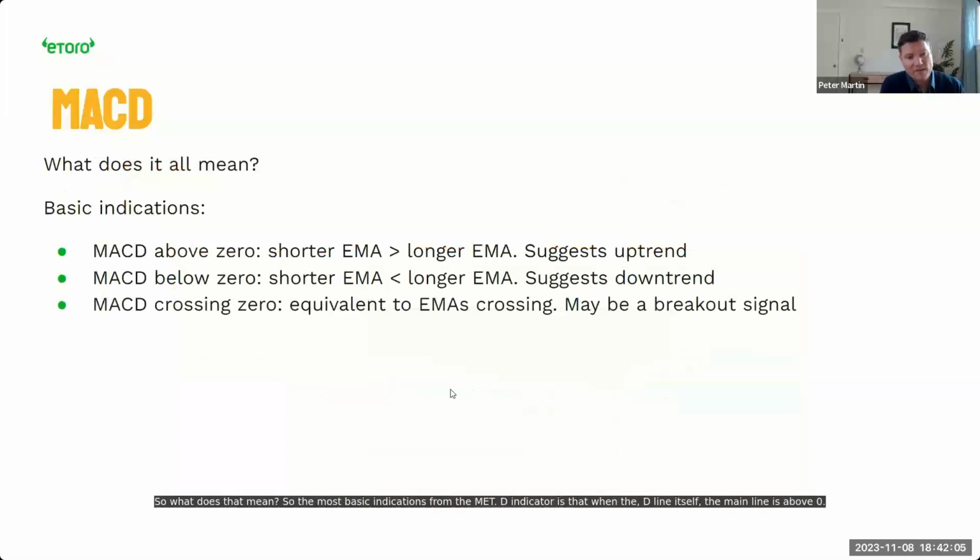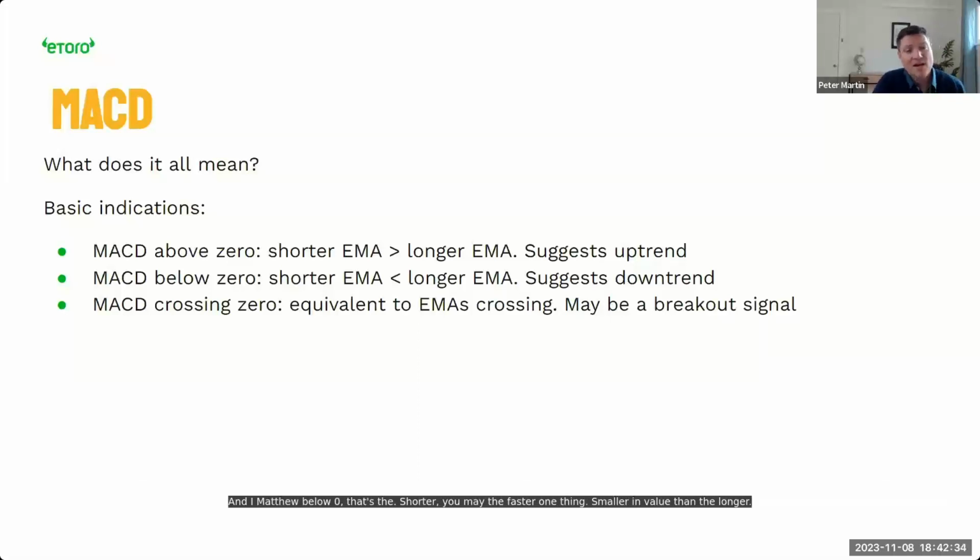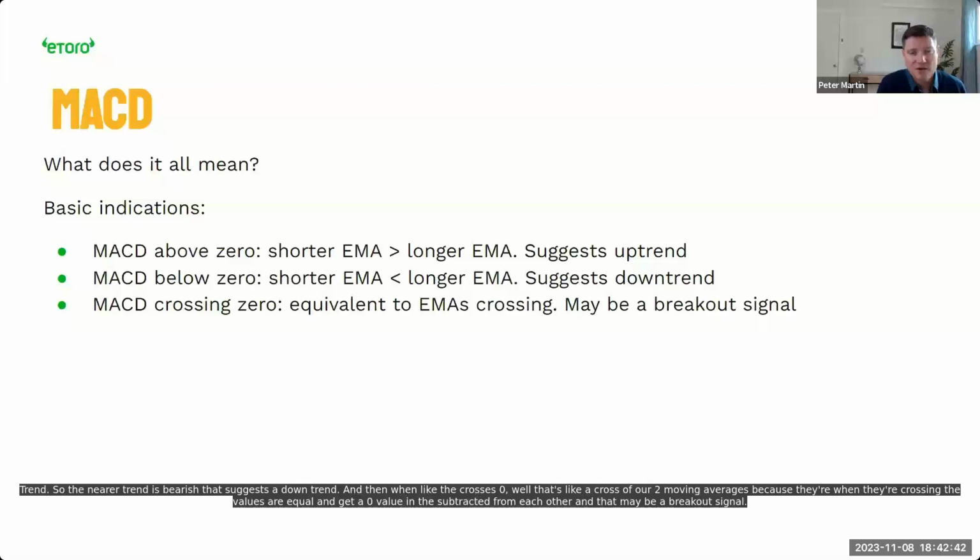So what does it all mean? The most basic indication from the MACD indicator is that when the MACD line itself, the main line, is above zero, if we think back to how it's calculated, it means that the shorter EMA, the faster one, is greater in value than the longer, the slower one, and that suggests an uptrend. It's a bit like when we plotted the dual moving average crossover, it's the shorter one being above the longer one. And then MACD below zero means the shorter EMA, the faster one, is smaller in value than the longer trend, so the nearer trend is bearish.